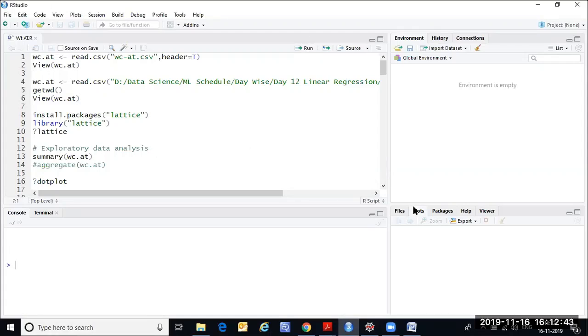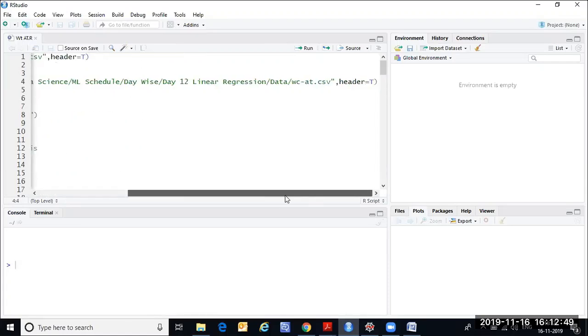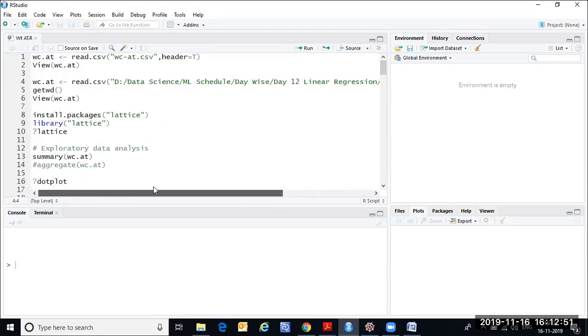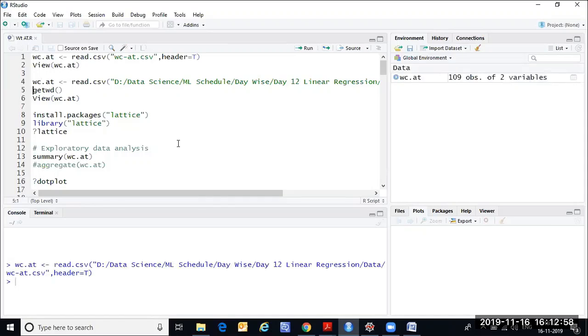Okay, so first I'm loading this data, wc.80, the same data that has two variables. One is waist circumference, the other one is adipose tissue. Now the data has been successfully loaded. We have data of 109 observations, nothing but 109 patients' details, the respective waist circumference and adipose tissue values, two variables.